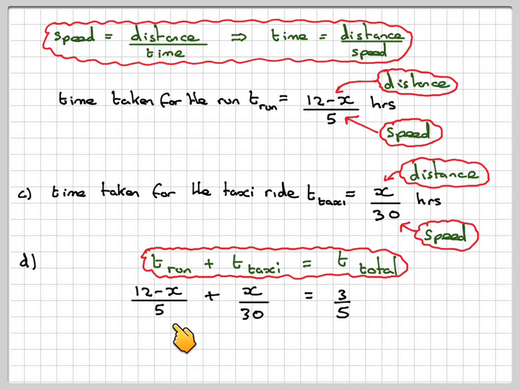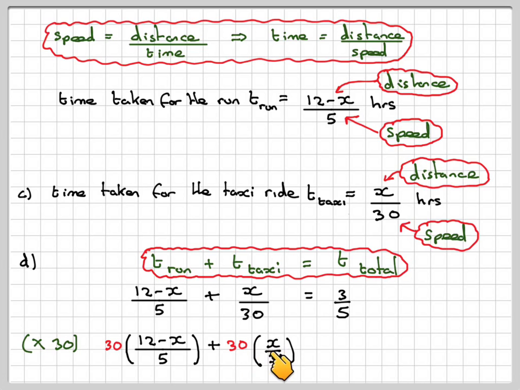Right, so we need to solve this equation. So we've got 5, 30 and 5. So let's multiply the whole equation through by 30. You need to multiply every term through by 30. So it's 30 brackets 12 minus X over 5, plus 30 brackets X over 30, is equal to 30 times 3 over 5.